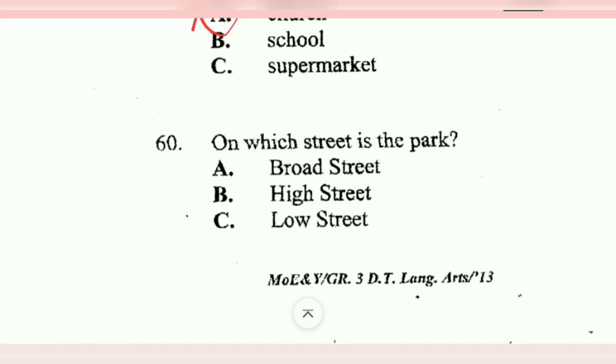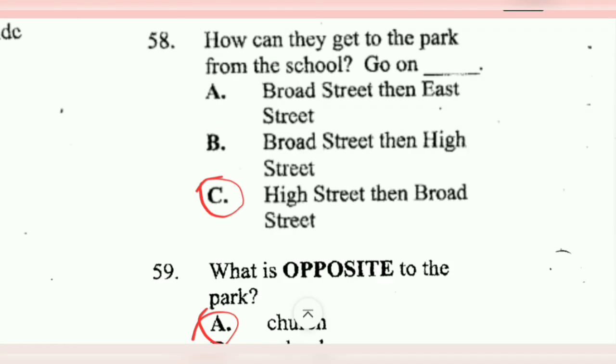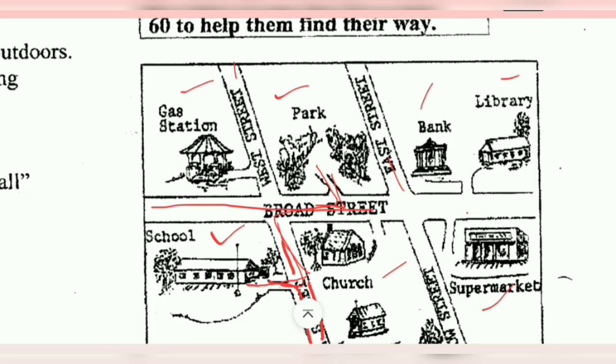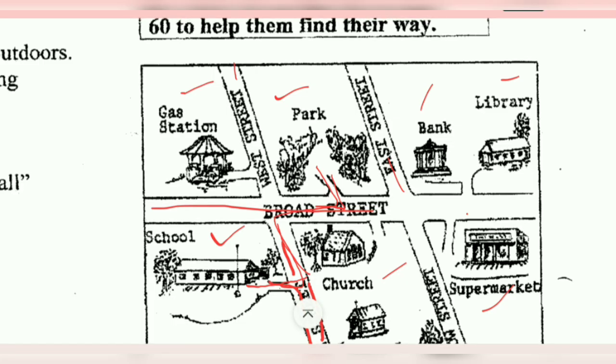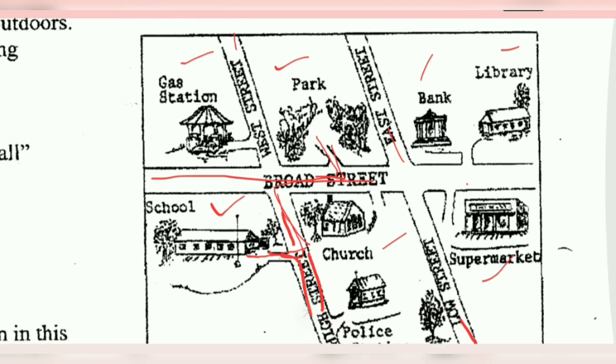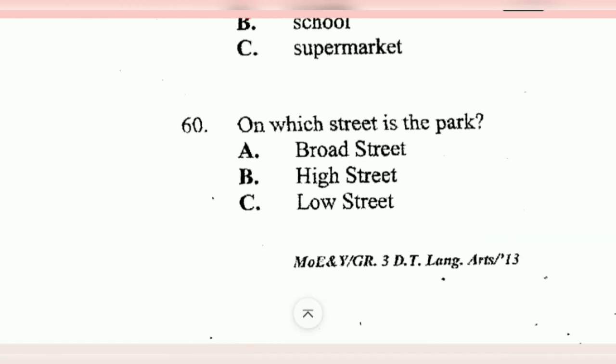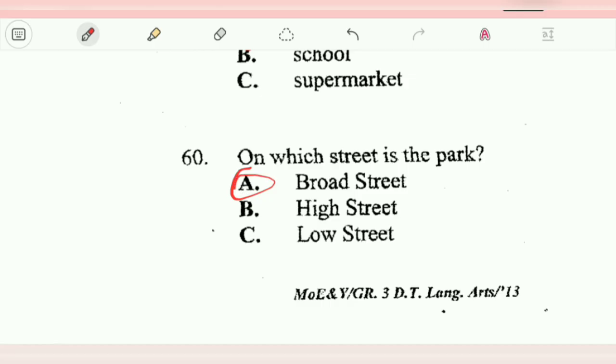Alright. 60. On which street is the park? Where is the park? Is it on Broad Street, West Street, or East Street? Can't be on East Street. There's no entering to the park from there. Can't be on West Street. There's no way entering the park. It's got to be on Broad Street. It's off Broad Street. Alright. So here, A is Broad Street.